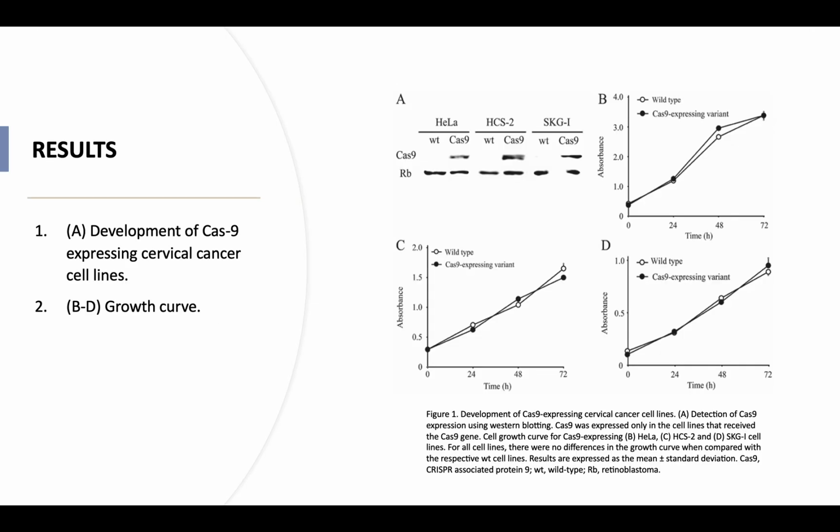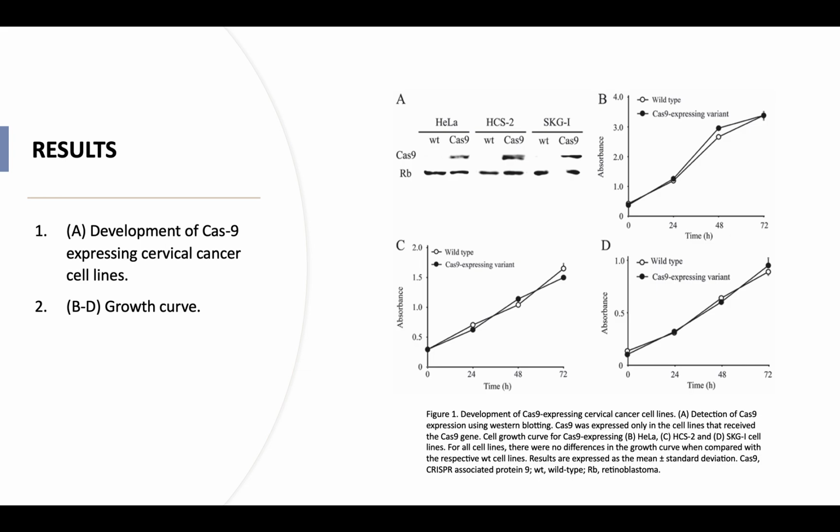In order to confirm that Cas9 was introduced, we performed Western blots for transfected cells using the anti-HA antibody. Cas9 protein was expressed only in those cells that received the Cas9 gene. We can see this in figure A. Cas9 expressing cervical cancer cell lines HeLa, HCS2, and SKG1 were established.